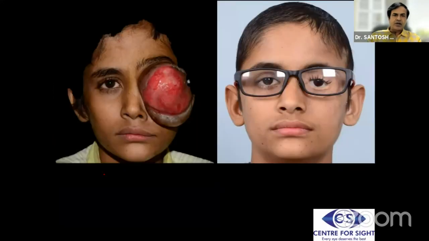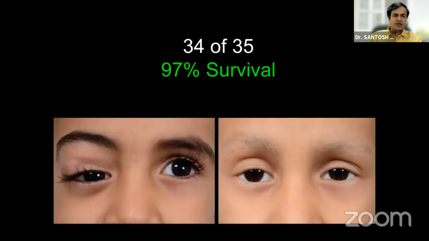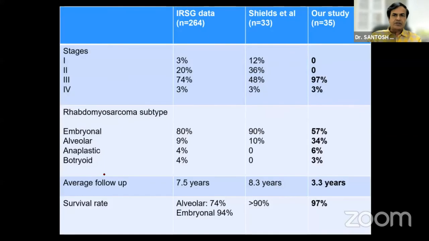This is a child who had to undergo orbital exenteration. Even in this situation, we chemo-reduced the tumor to the extent that we can do a safe orbital exenteration, possibly with lid sparing, so that we can use an exenteration prosthesis that can be very easily mounted. One more patient with resolution following multimodal treatment. So in all, we had 97% patient survival.